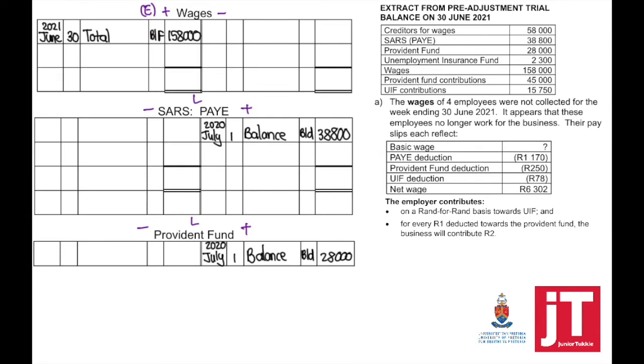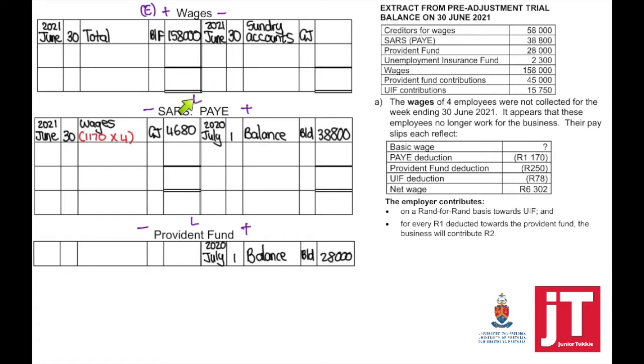So adjustment number A, the wages of 4 employees were not collected. So if we look at the basic wage, it's a question mark. The gross wage will always be recorded in the wages account. Now this must be taken out, but that is a question mark. The pay-as-you-earn deduction, that money is owed to SARS. Remember now, these employees, it must be taken out. Therefore, SARS pay-as-you-earn is going to be debited. It is the pay-as-you-earn deduction per employee times 4.